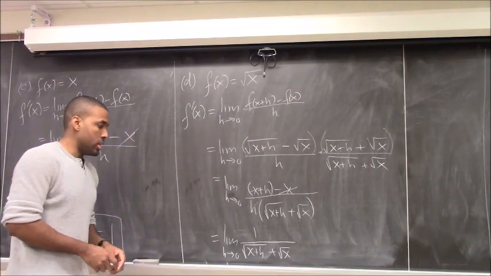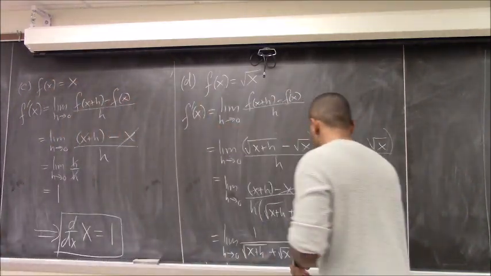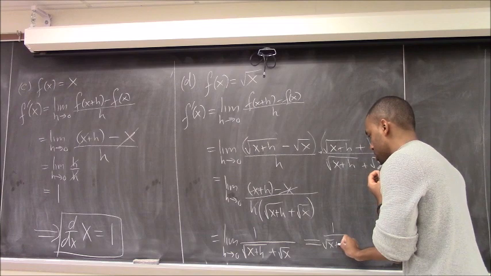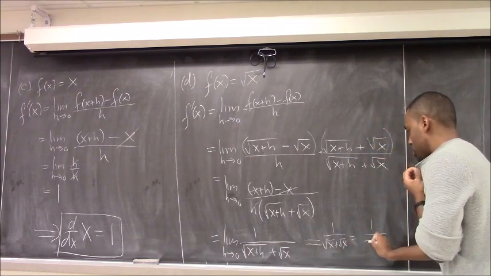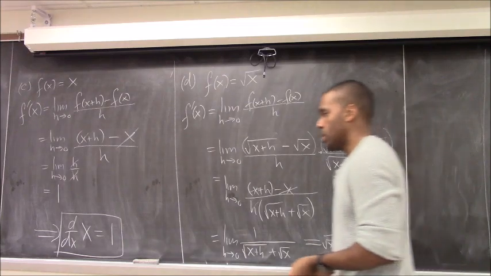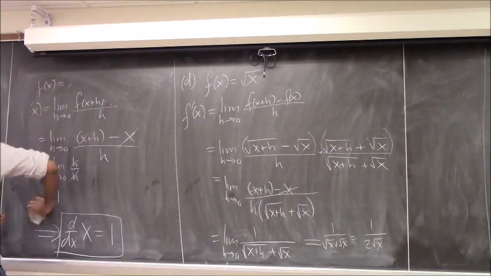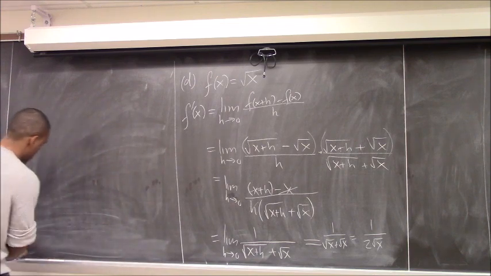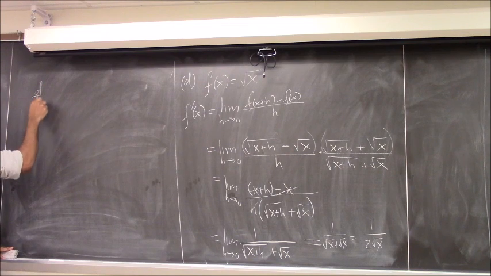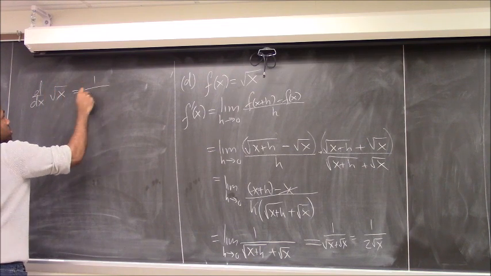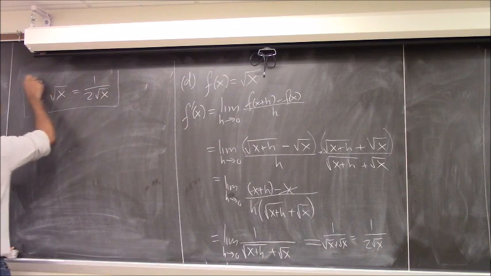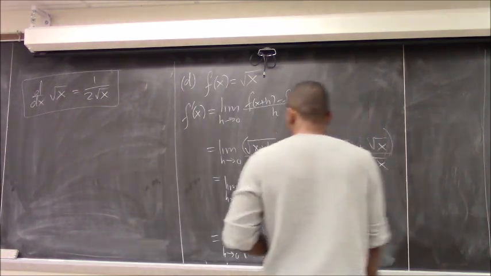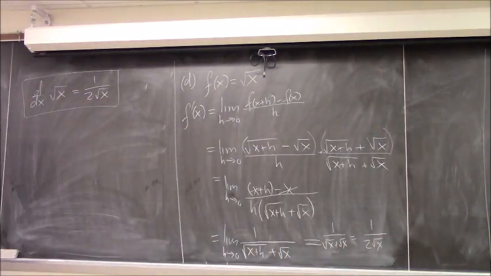At this point I can plug in h equals 0. And so I have 1 over radical x plus radical x, or in other words 1 over 2 radical x. And that's just something you can know now. The derivative of radical x is 1 over 2 radical x. Also something you can derive by the power rule, but it's nice to know it without having to go through that.